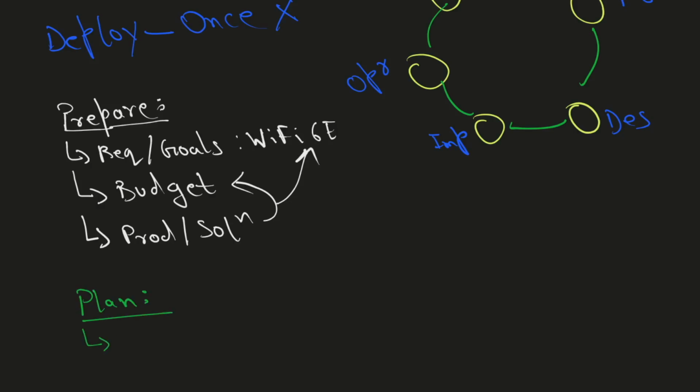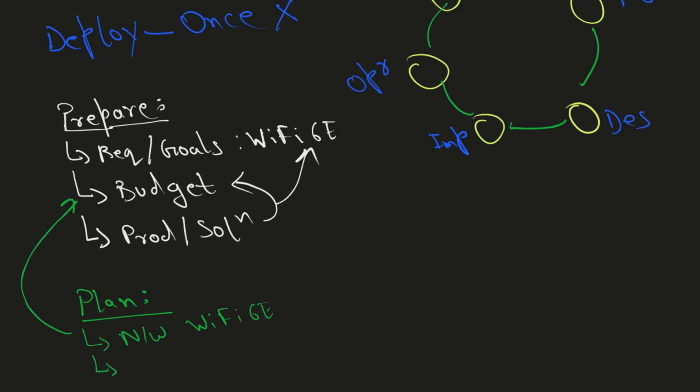In this phase, we will try and assess the underlying network and see if it is capable of supporting the new goal, which in this case is supporting the Wi-Fi 6E solution. So for example, you may have some older switches which are not capable of powering up the new access points because of the power requirements or the PoE requirements for the new access points. And if that's the case, then probably we'll have to go back to the prepare phase and discuss the budget with the customer because they'll have to upgrade some portion of the underlying network as well.